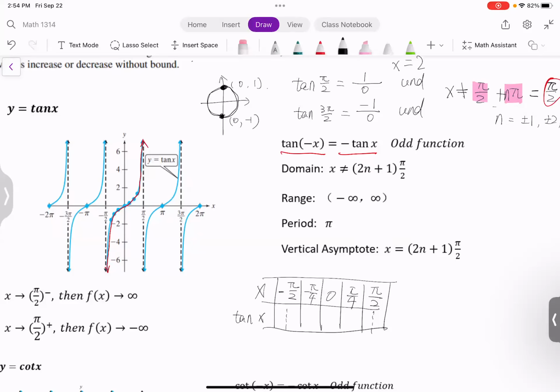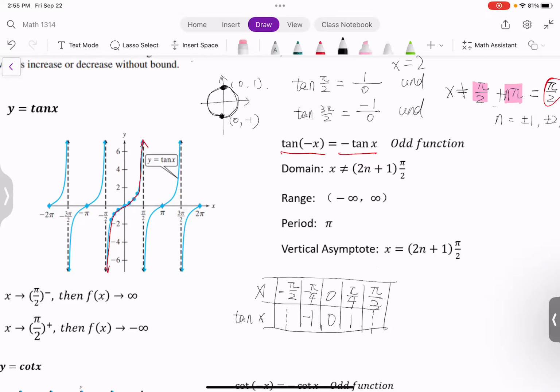Tangent of negative pi over 4 is negative 1, tangent of 0 is 0, and tangent of pi over 4 is positive 1. So please remember this table. We will use this a lot later.